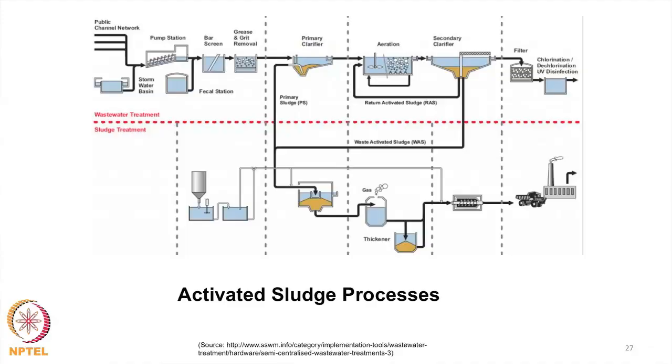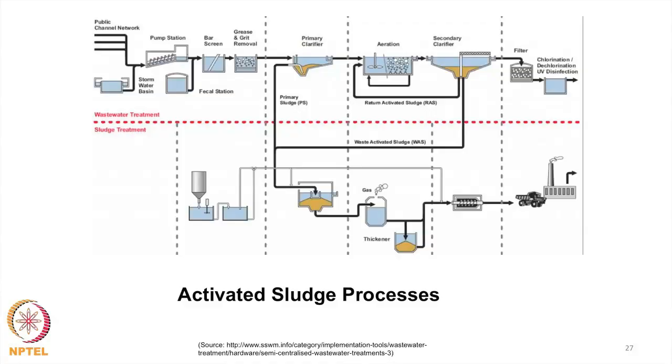And this looks like this in a graphical representation: the screening is happening here. Bar screens are placed, then this is the grit removal, this is the primary clarifier. You see the oxygen is supplied here from some external source, okay, because we have to maintain the bacteria in aerobic mode, hence we have to supply some air from the outside, and that sludge is settled and taken down for sludge processing, okay.